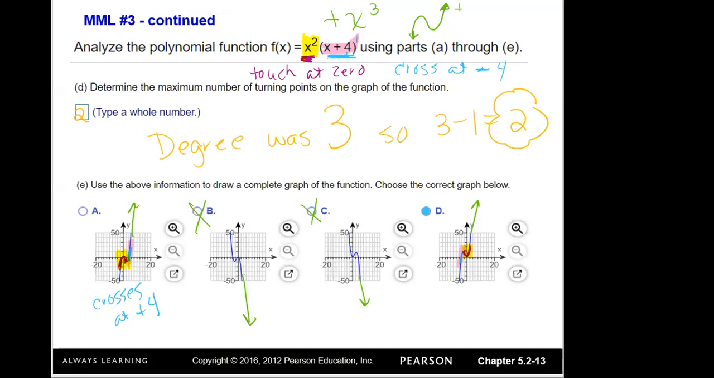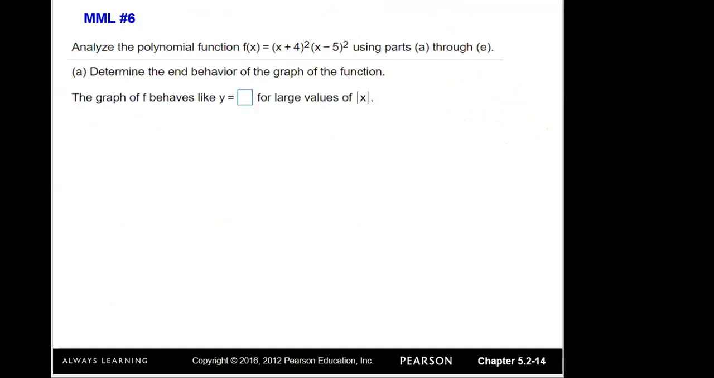All right. I only did 3 examples. So 6. Analyze the polynomial function using parts A through. Okay, determine the end behavior of the graph of the function. Well, again, without working it all the way through, I could work it out, but all they want is the very first term.